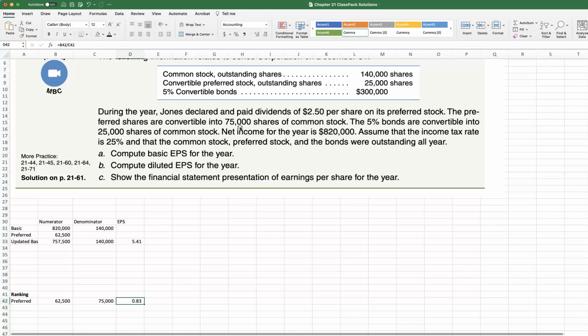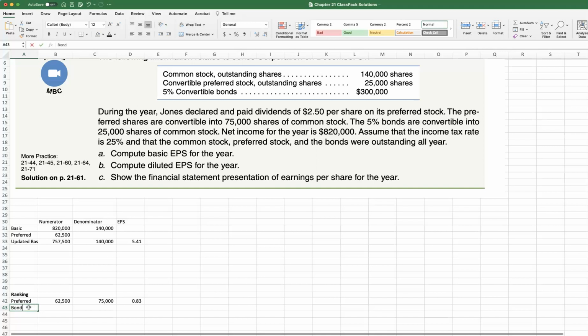Now, we're not going to take that 83 cents and pull it up into our calculation. We're just using this for ranking. So let me say that again. We're not going to take that 83 cents and just pop it up into our diluted calculation. We're just using this for ranking.